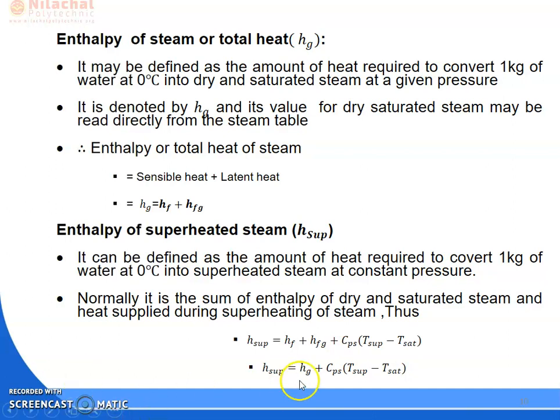See HF. What is HF? 0 degree centigrade water will be converted to saturated liquid. What is HFG? Saturated liquid will be converted to dry saturated vapor. Then dry saturated vapor will again be converted to what?